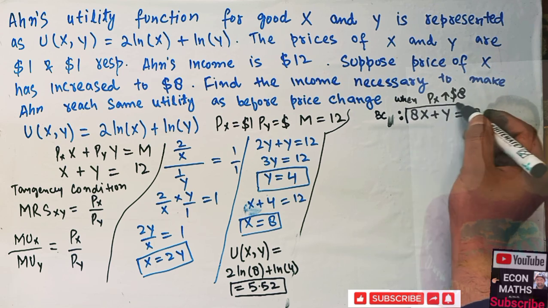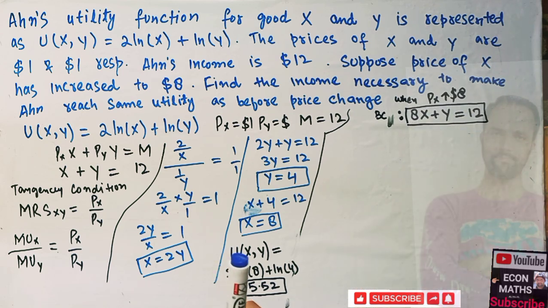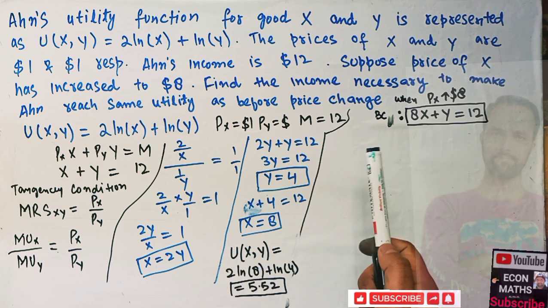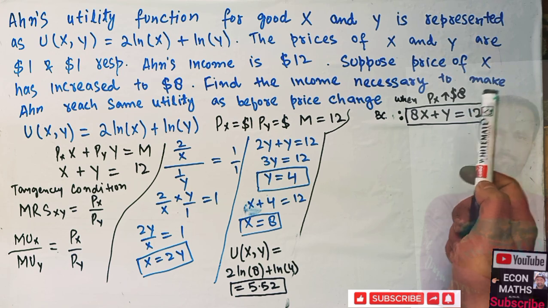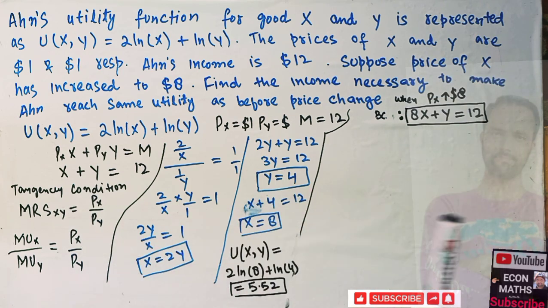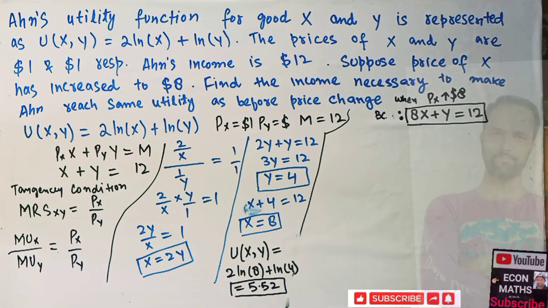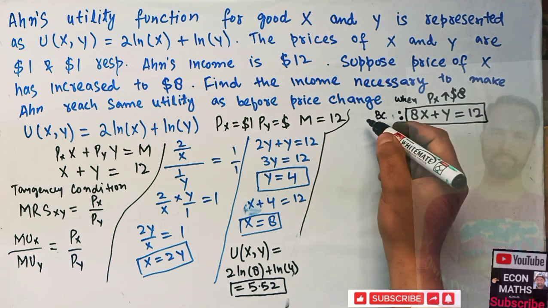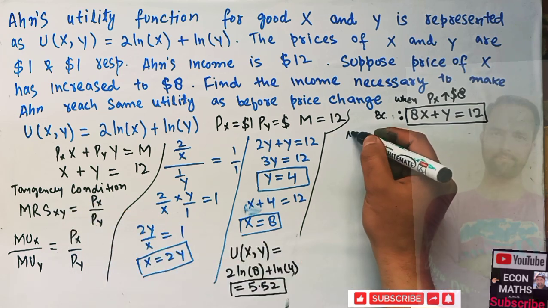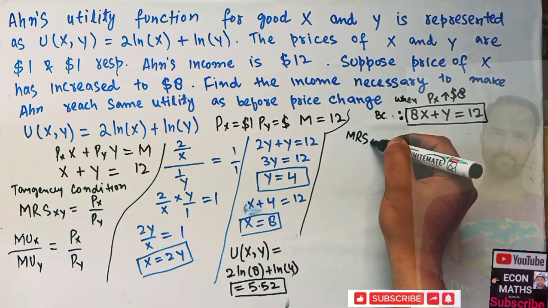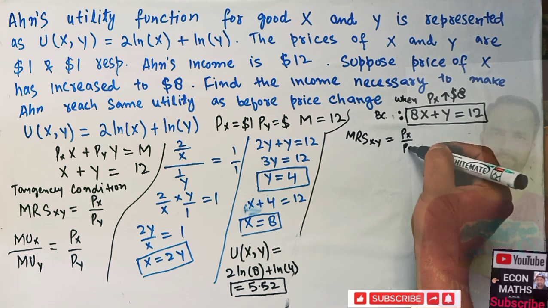Okay, this is our new budget constraint. Now same thing, we just want to find the new consumption bundle after the price change. For that we will use the tangency condition again, but our budget constraint will be this very thing. Using the tangency condition means our marginal rate of substitution between x and y should be equal to the price of x upon price of y.